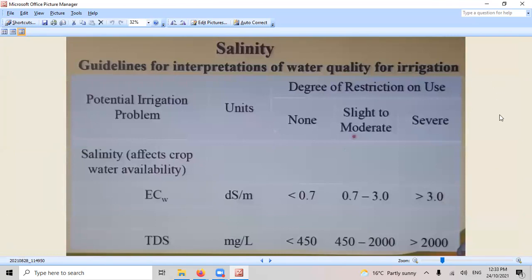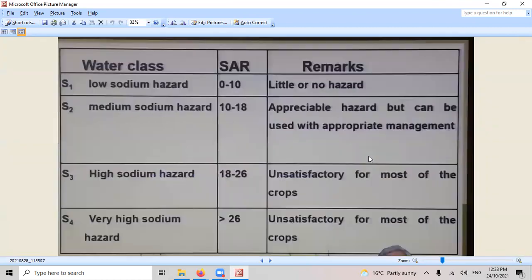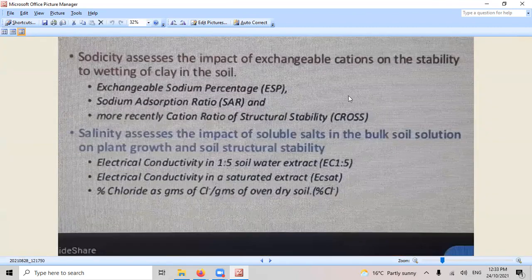Guidelines, irrigation, sodicity. This is full on. This is the sodium absorption ratio, where if the sodium's too high, you can't swap it. So good luck. Yep, here's the difference between the two. Sodicity is the impact on exchangeable cations, and salinity is the impact of soluble salts.